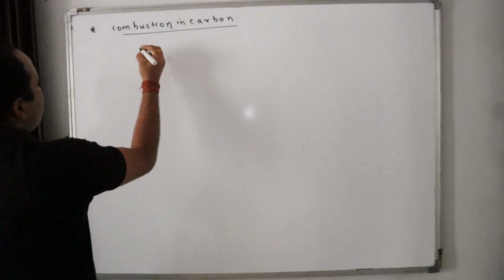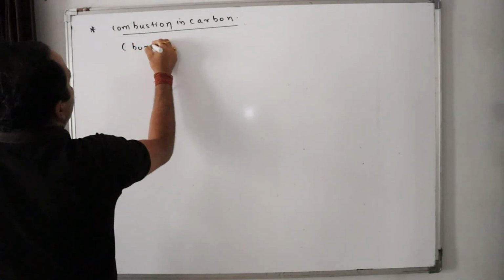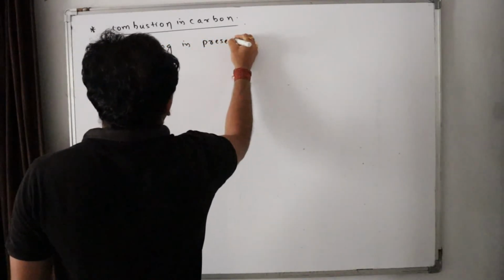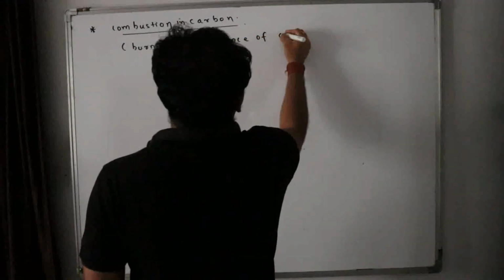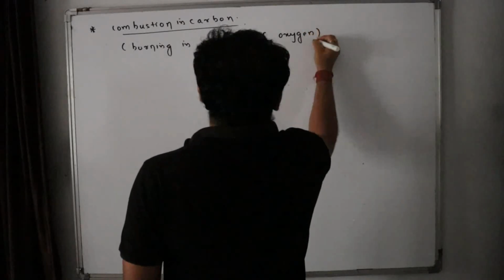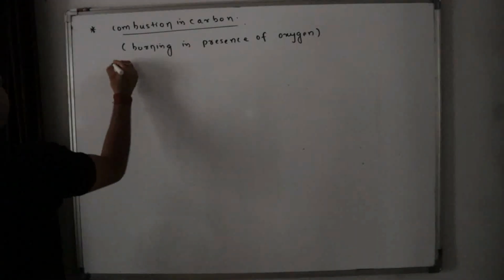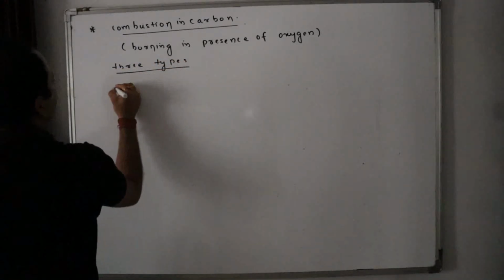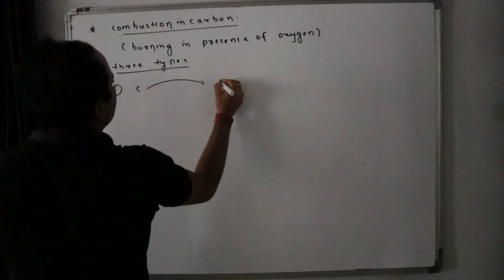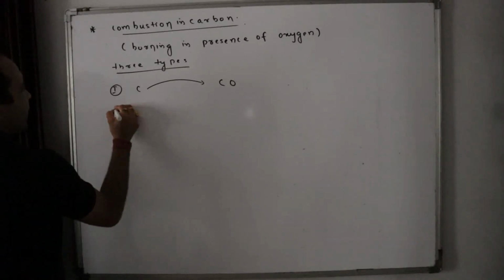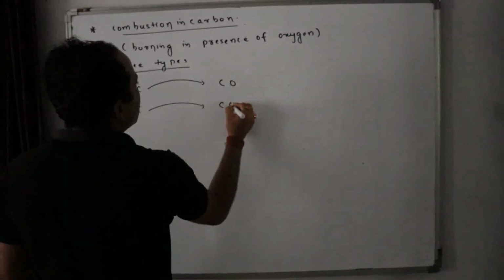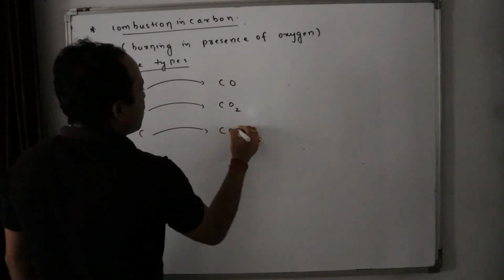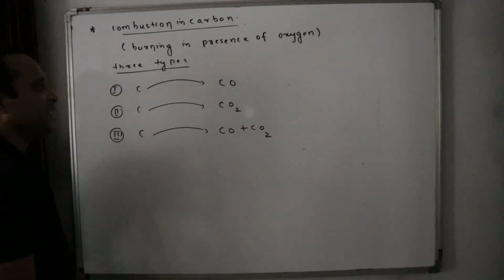Look, combustion means burning in presence of oxygen, right? So there are three types. First case, carbon is converted to carbon monoxide. Second case, carbon is converted to carbon dioxide. Third case, carbon is converted to carbon monoxide along with carbon dioxide.